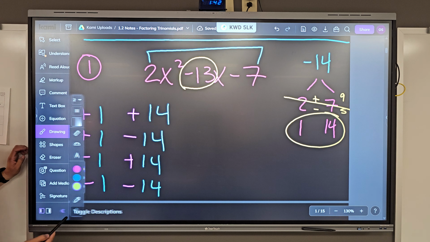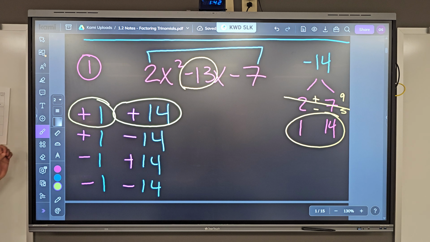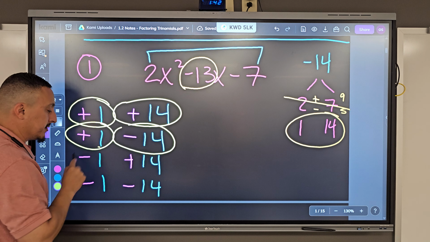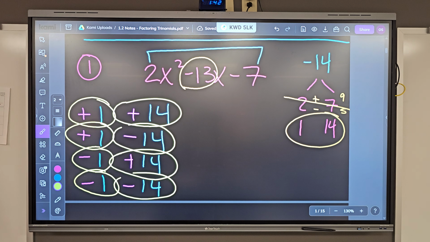The sign to the left, this is important, the sign to the left does come with the number. Okay, so that's one package. This comes together, and so on and so on. Now, here's the key to this, I want you to think of money.